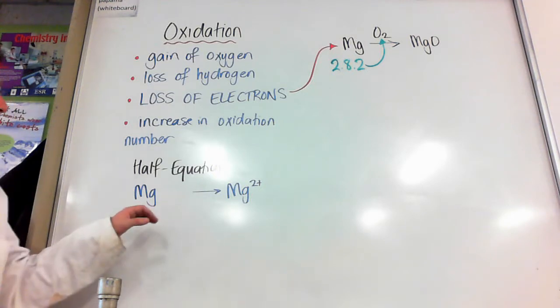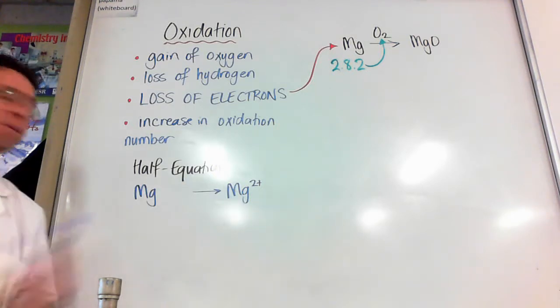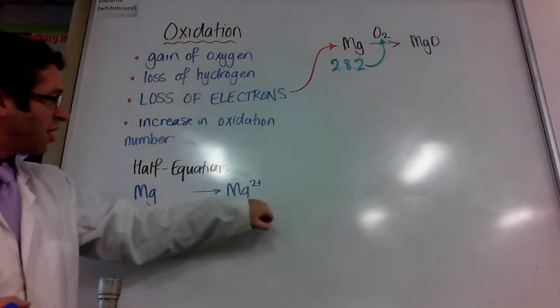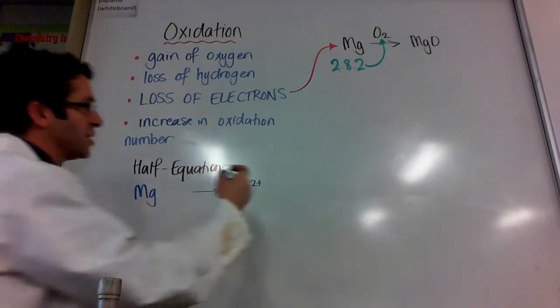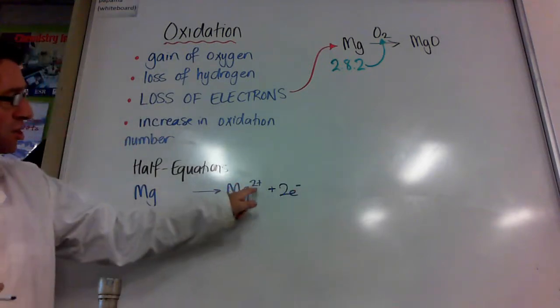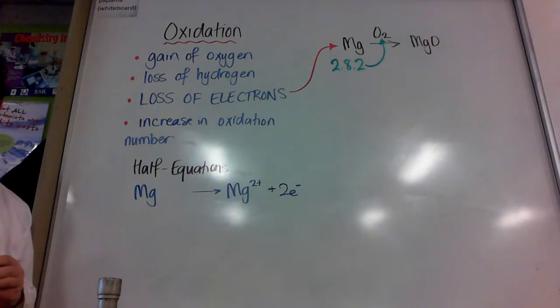So I need to get both of them down to the lowest common number. Well, this one's 0 and this one's +2. So I need to reduce this side, the product side, down to 0 as well. So if I add 2 electrons, each of them with a negative charge, 2 minus 1 equals 0, and this side is also 0.